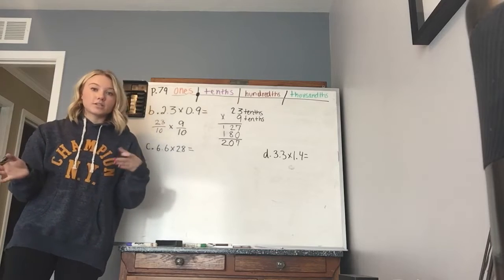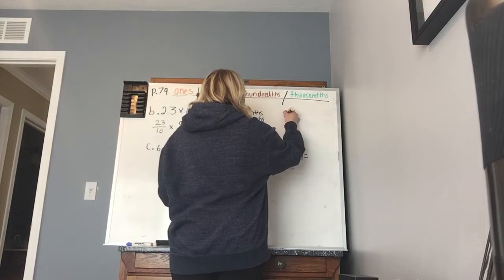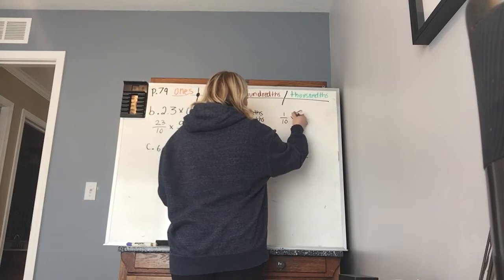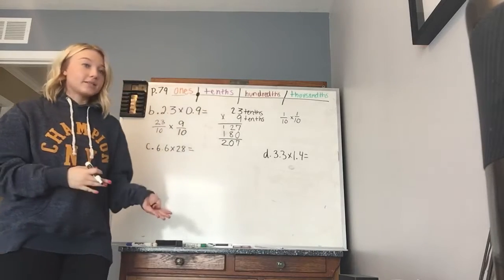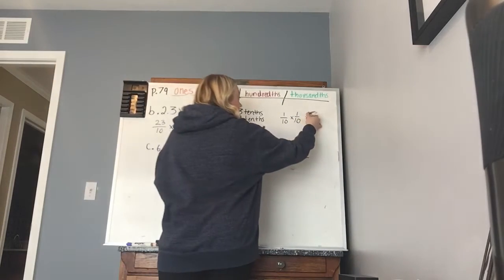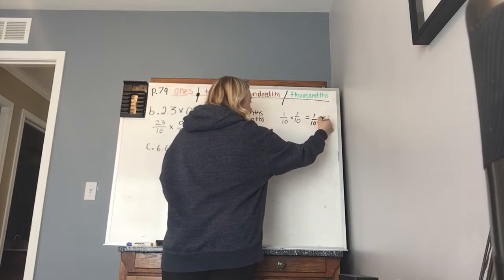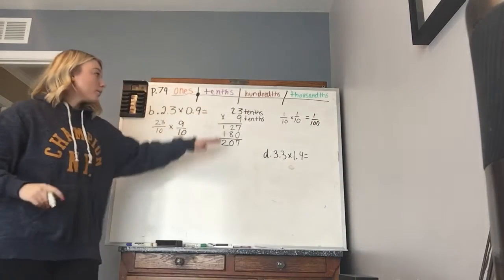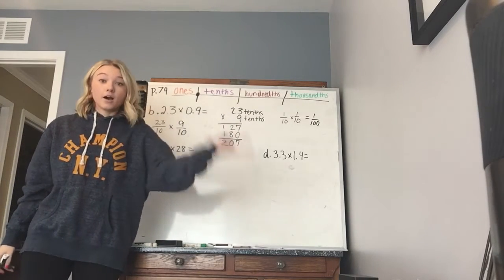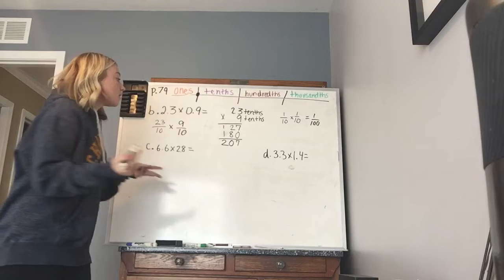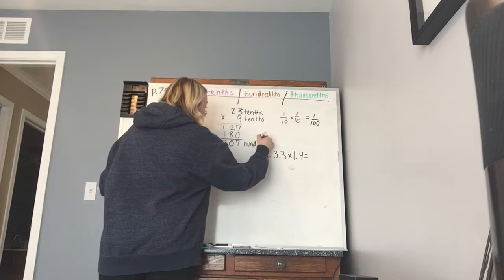It's going to be 207 hundredths, because if I have 1/10 times 1/10, so if I'm multiplying two numbers that are in tenths, then 1 times 1 is 1, and 10 times 10 is 100. So if we're multiplying two numbers that are tenths, our answer is going to be hundredths. I hope that makes sense. So I'm going to label this 207 hundredths.